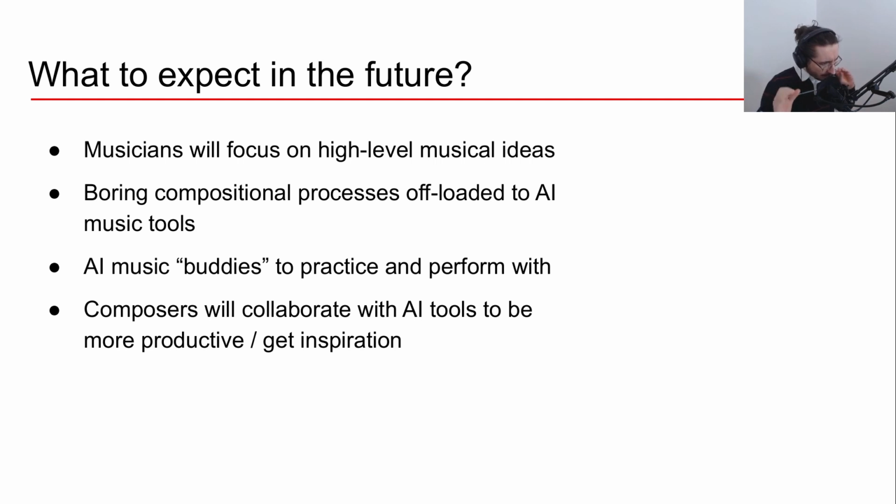Then another interesting use case here is that of having AI music buddies where you can practice and perform with. And this is the example of Schumann. Now, imagine if instead of having Schumann, you had an AI version of Jimi Hendrix or Bach, and you could actually play with Bach or Jimi Hendrix or their virtual counterparts. So this would be super, super interesting.